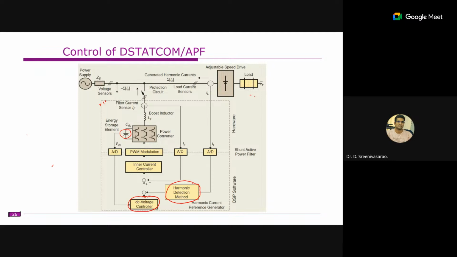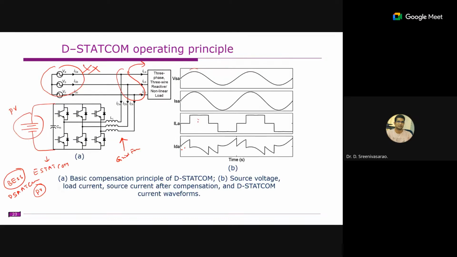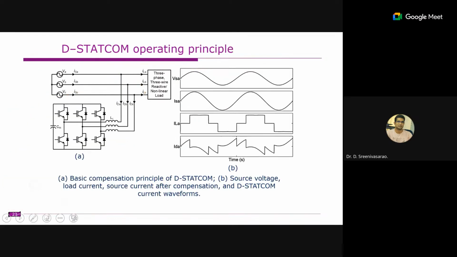The main thing of this D-STATCOM, as you can see here, is first predicting the harmonics inside the load waveform, and predicting the shape of the source current. You know this current. For example, if this is not connected, both the source current and the load current are the same.